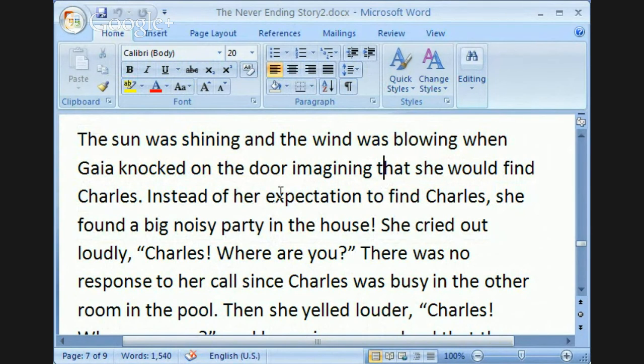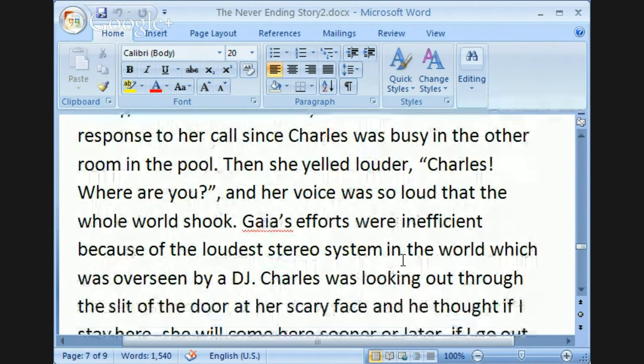Okay, teacher. The sun was shining and the wind was blowing when Gaia knocked on the door, imagining that she would find Charles. Instead of her expectation to find Charles, she found a big noisy party in the house. She cried out loudly, "Charles, where are you?" There was no response to her.